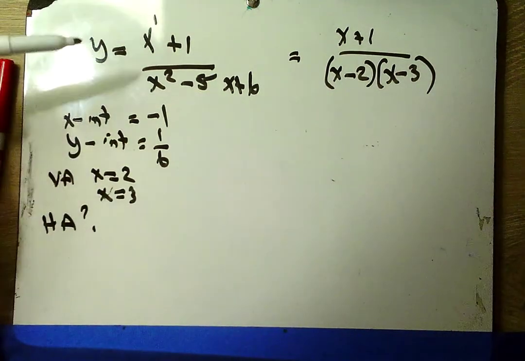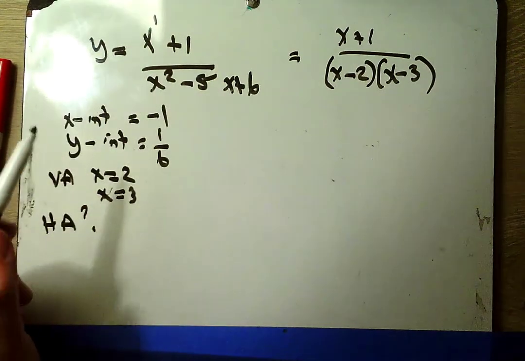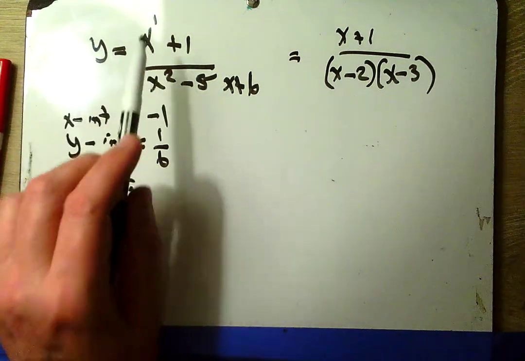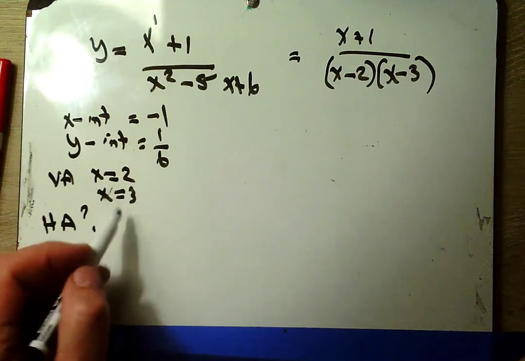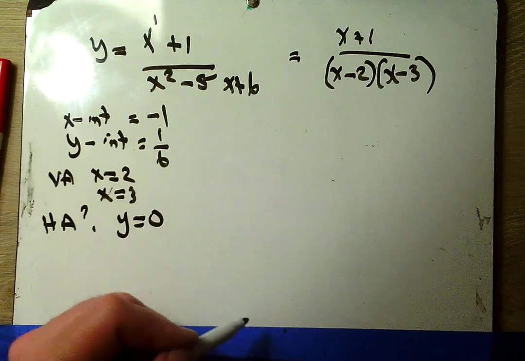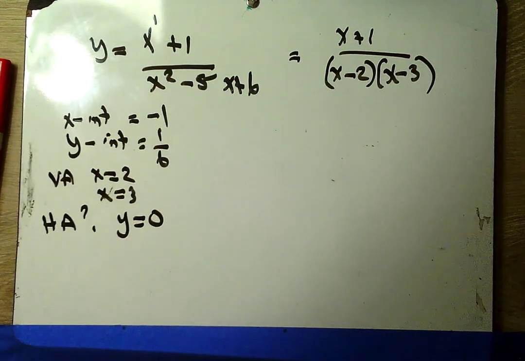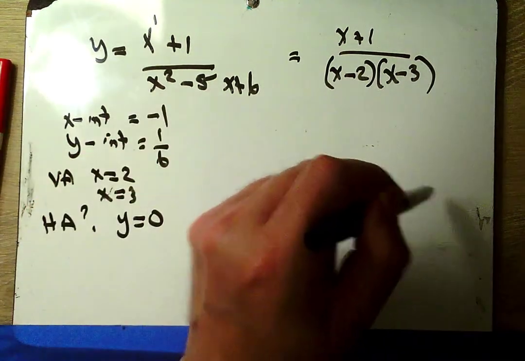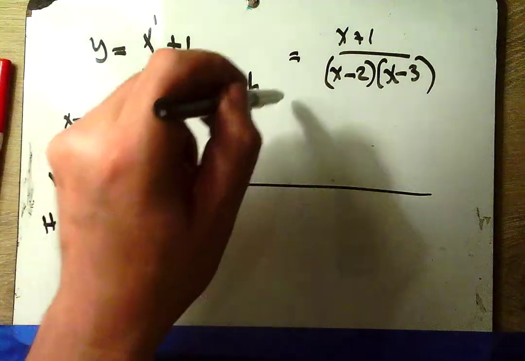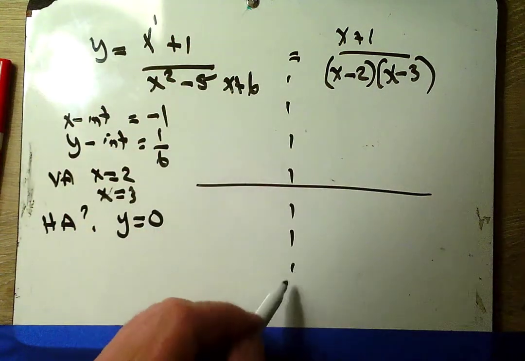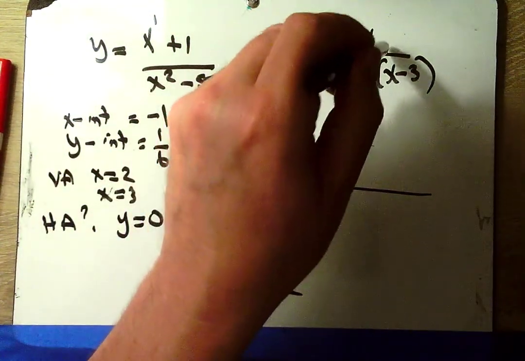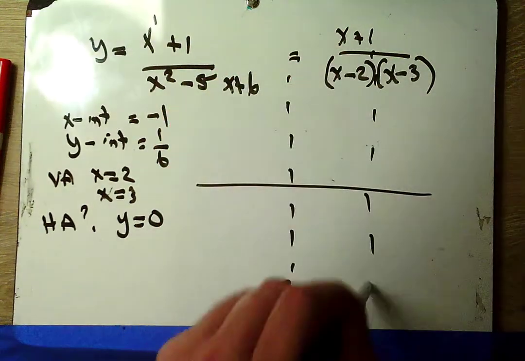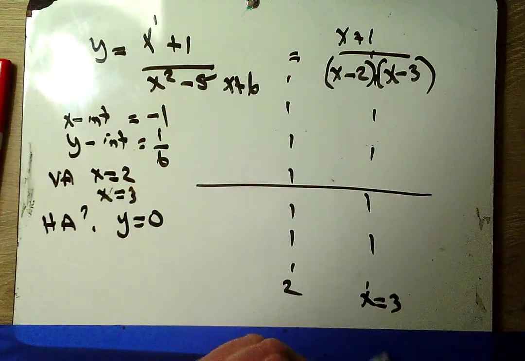The degree of the top is 1. The degree of the bottom is 2. The degree of the top is smaller than the degree of the bottom. So we know y equals 0 is going to be our horizontal asymptote. Okay, so let's go. I've got a vertical asymptote at x equals 2 and another vertical asymptote at x equals 3.